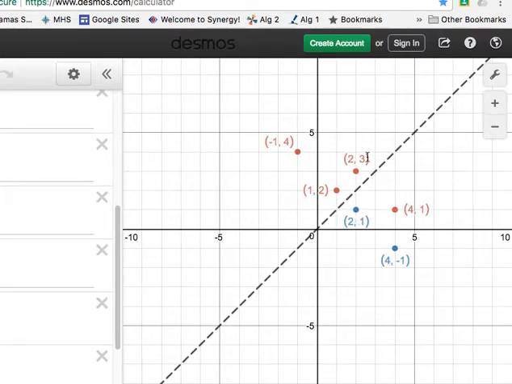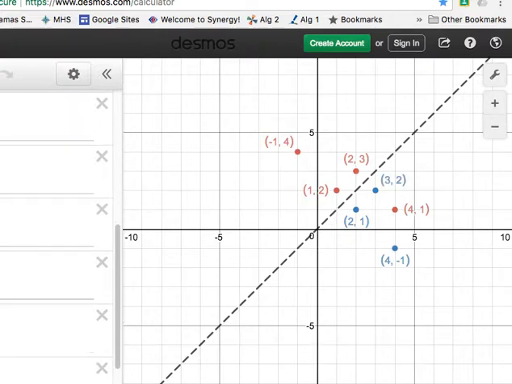Next one, if we talk about (2, 3), when we want the inverse, we switch the 2 and the 3. So our new point's going to be at (3, 2), right there. And finally, we have this point at (4, 1). We want the inverse again, so we switch the x and y. So our new point's going to be at (1, 4), which should be right there. And let us just see, magic, there it is.